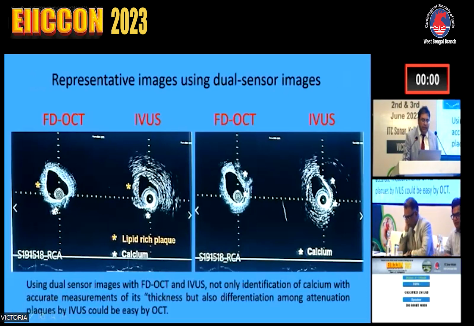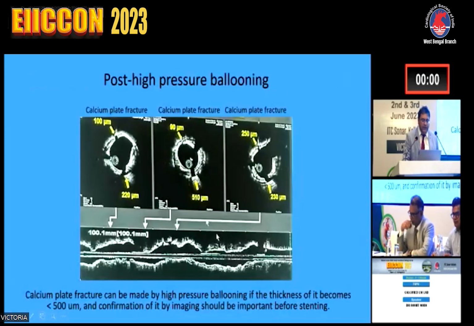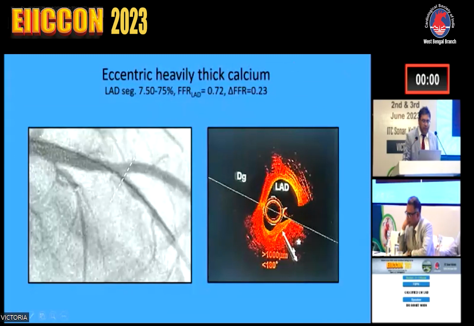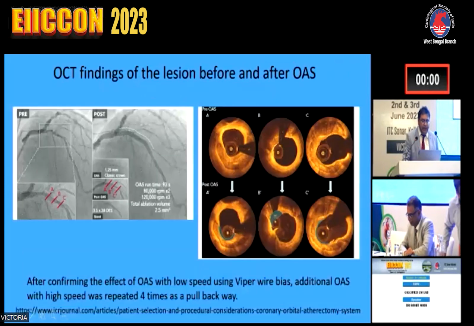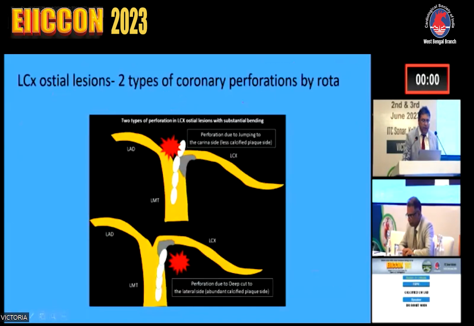These are representative images using dual sensor imaging. Post Rotablator, you can see post high pressure fractures, and this is the fracture plaque modification of the LCX by scoring balloon. The eccentric heavy thick calcium you can see in an LAD left main lesion. OCT findings, even with POBA and stenting, the final angiography. A word of caution while treating an LCX ostial lesion: two types of coronary perforations by rota you can see in these patients while doing the atherectomy.